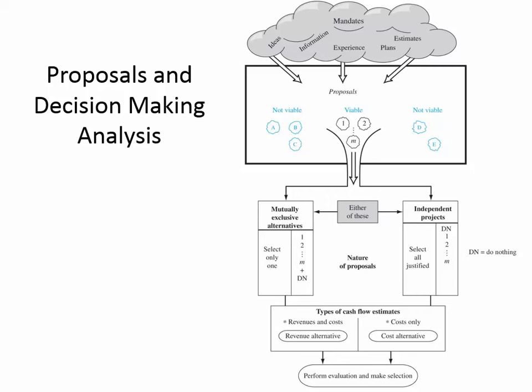Should you do one thing or should you do another thing? Should you purchase the equipment from Mitsubishi, or should you purchase the equipment from Hyundai? What this diagram is showing is that the decision-making process starts out with brainstorming. That's what the cloud at the top is supposed to represent.